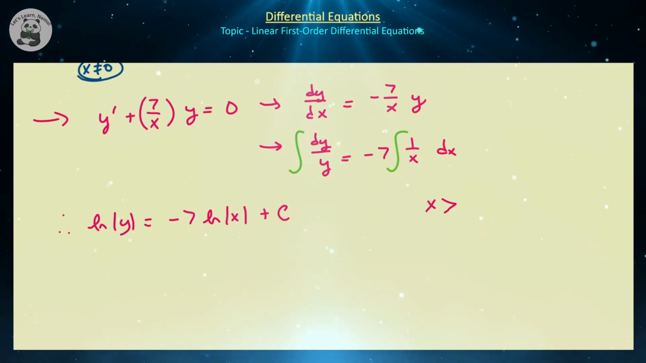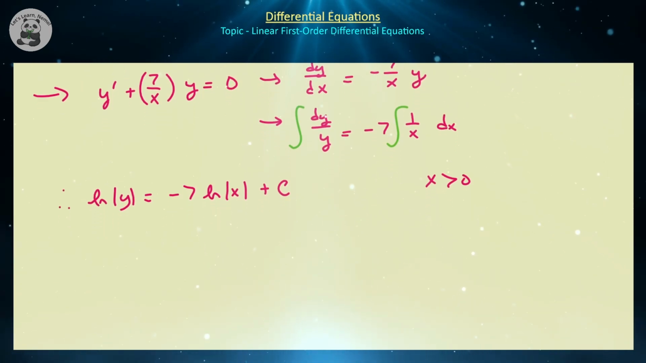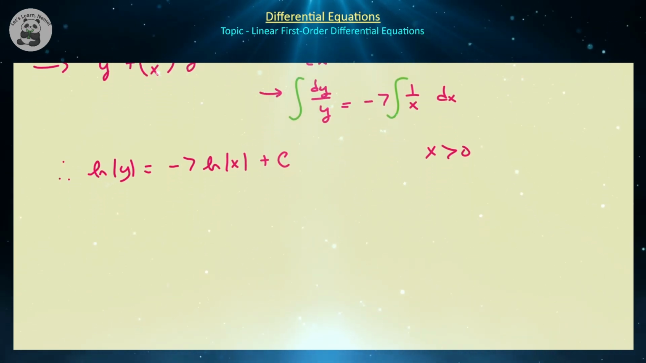Since we're taking x to be a positive number, this absolute value on the x is not necessary, but I'm just keeping it there just to be safe. We can actually get the explicit solution. We can exponentiate both sides of this equation.